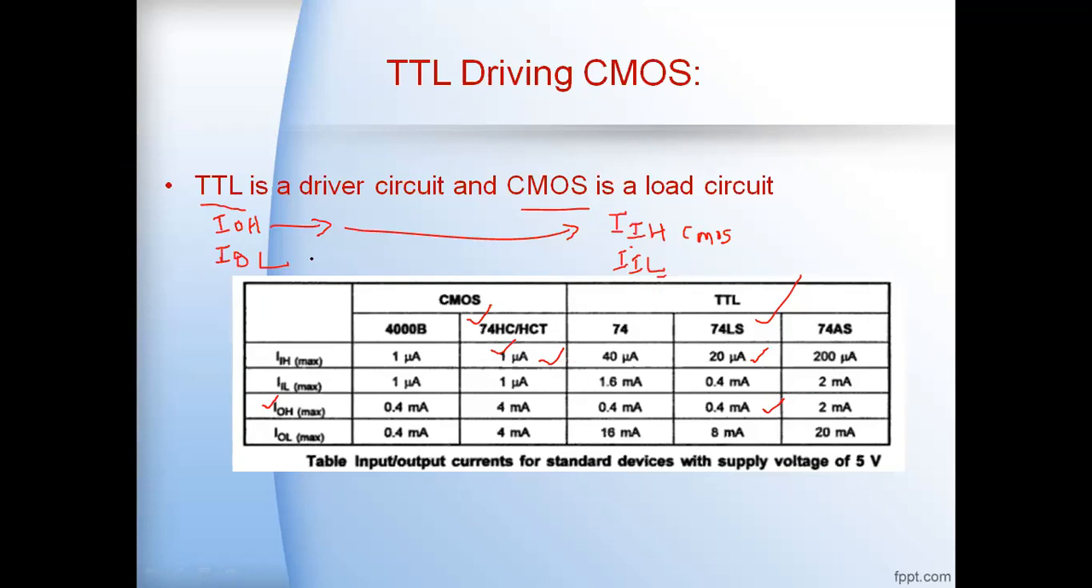Now take the second condition, where the output is at the low state. When the TTL gate output is at low state, there will be the current IOL. Now see the current rating of this IOL from the table. The IOL from the table is 8 milliamperes. It is a large amount of current because the diode is forward biased and it allows a large current to flow through it.